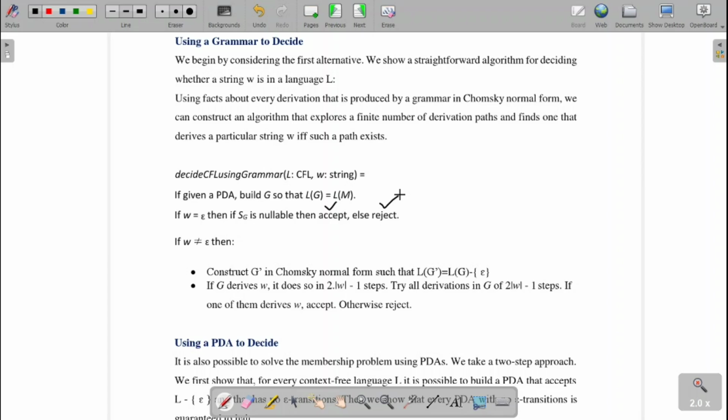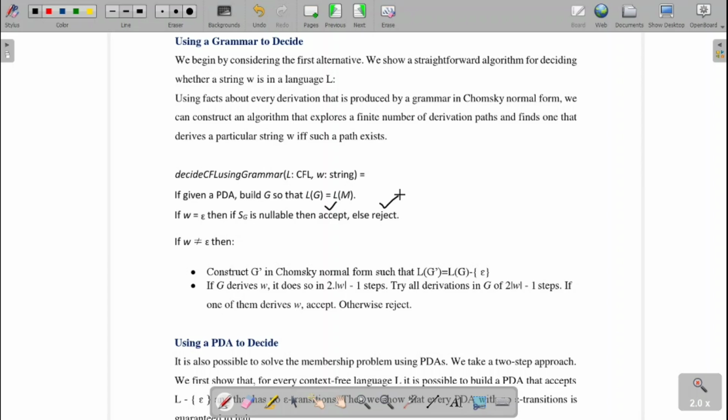If it is not epsilon, fine. Then next we have to follow the next step. What is that one? Convert our grammar into the Chomsky normal form. So when we do the conversion, what happens?